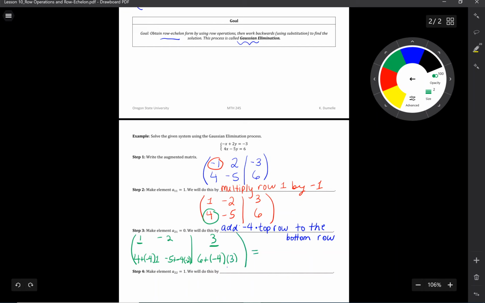And when I simplify this, I get 1, -2, 3. 4 plus -4 times 1 is 0. That was our goal. We wanted a 0 right here. -5 plus -4 times -2 is the same thing as -5 plus 8, which is 3. And then I have 6 plus -4 times 3, or 6 minus 12, which is -6.